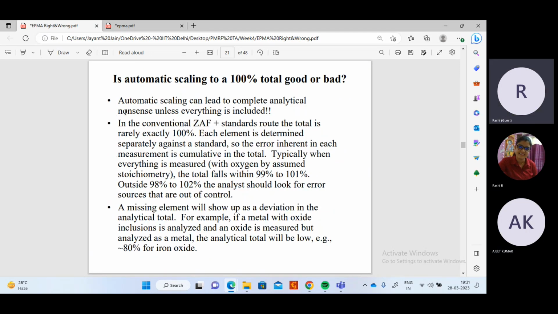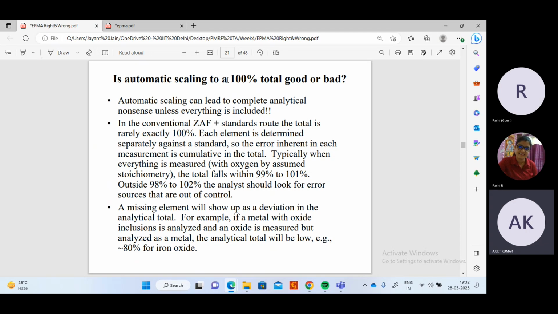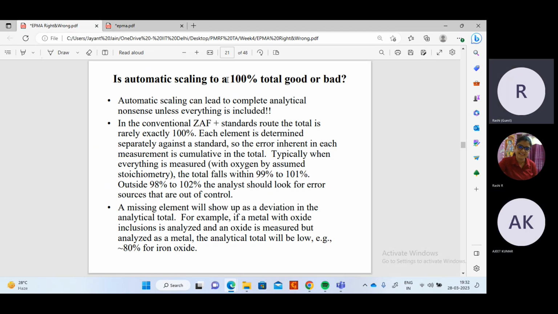They even have the question of automatic scaling: without a standard, put it to 100%. Is it good or bad? They keep on debating on this. So what do you think? Can we just put it totally to 100 and tell this much percent of one element is present, this much percent of one more element is present, or compare it to standards and then tell? Which one do you think is better? I think comparison is better. But what if you don't have any standards to compare?